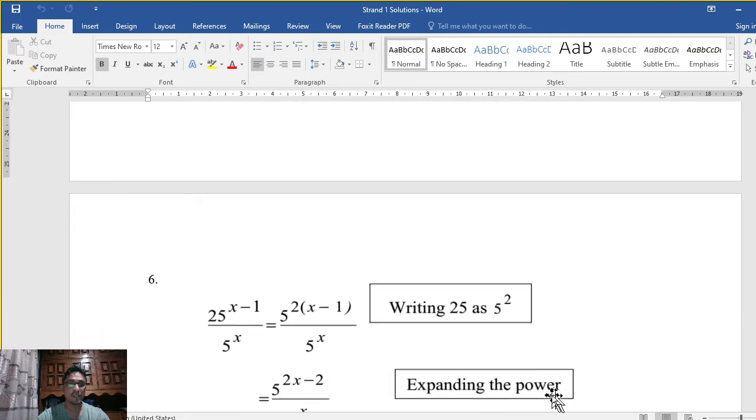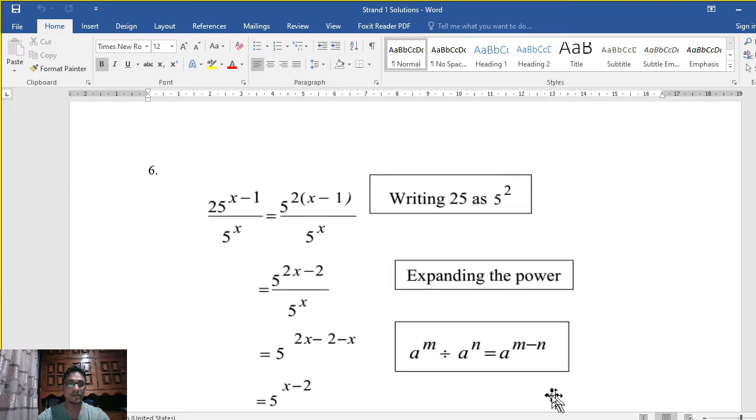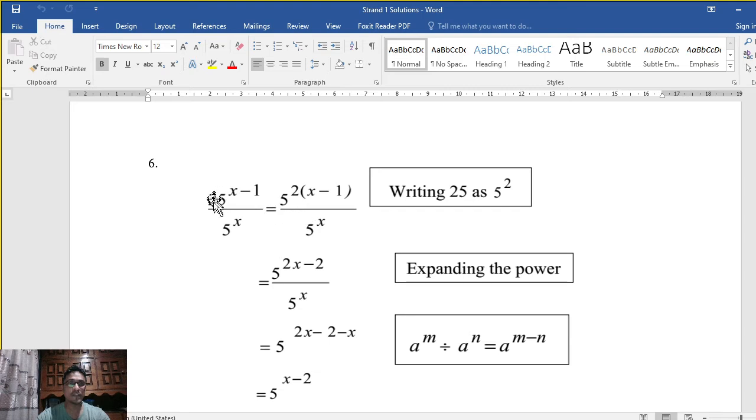Right? What we are doing here? Let's see what we are doing. Now 25 can be written as 5 squared. So 25 we are writing as 5 squared in brackets, (5²)^(x−1), divided by 5 to the power of x. Now you open the bracket.